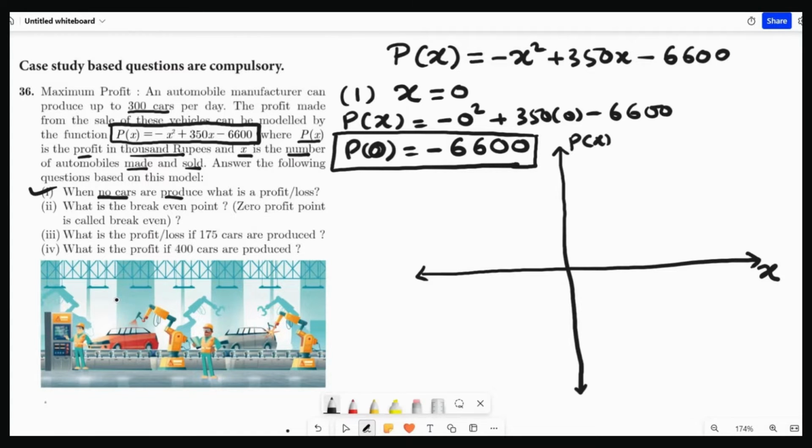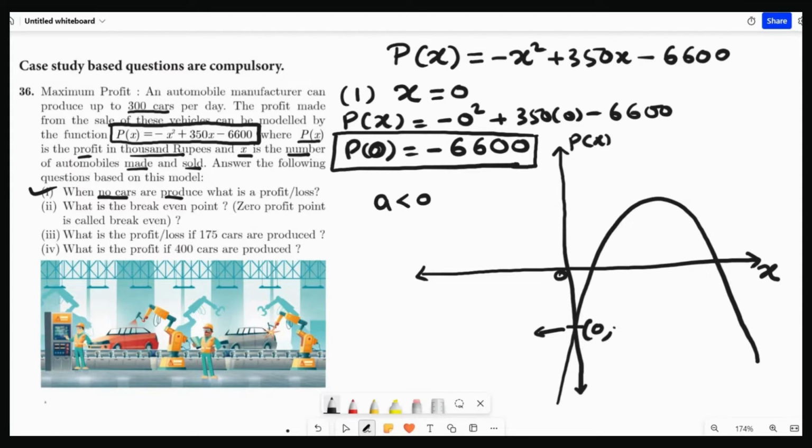Number 2. Observe the quadratic equation. x² is negative, meaning the coefficient a is less than 0. So the graph opens downward. The graph of this equation is definitely of this form, where the graph intersects the y-axis below the x-axis. At this point is the loss when no vehicles are manufactured or sold. What is the coordinate of this? Coordinate is (x, y). The x part is 0 and the y part is -6600. So this is the loss when no vehicles are manufactured.